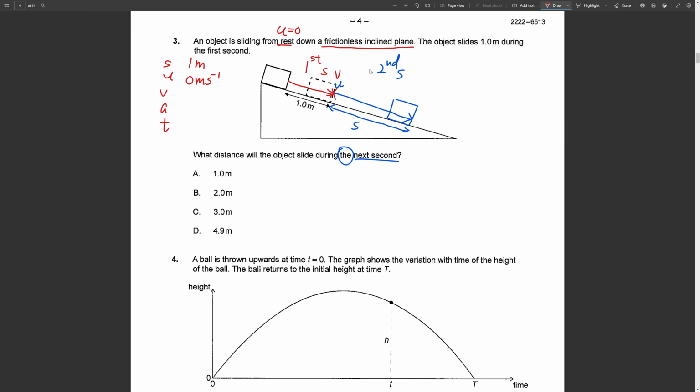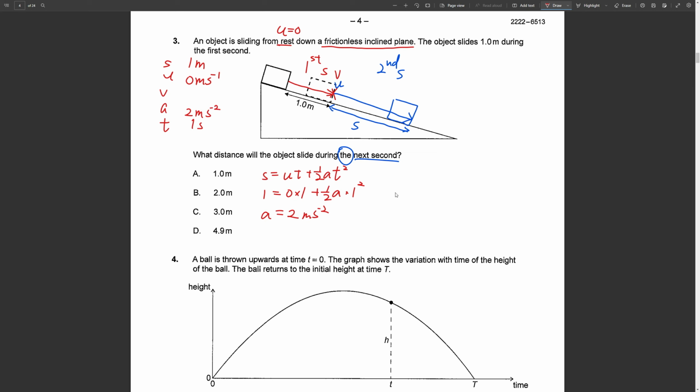Acceleration a should be the same throughout the whole journey because the gradient of the ramp is always the same. It's the same a throughout the whole red and blue journey. Time is 1 second for the red part. So let's take a look at s equals ut plus half at squared. The numbers are plugged in so that we can get the acceleration a. a is therefore 2 meters per second squared. And let's update our Suvat table here.